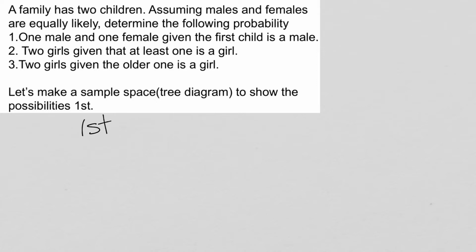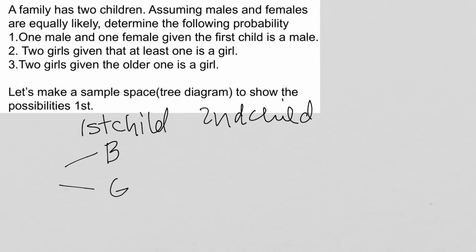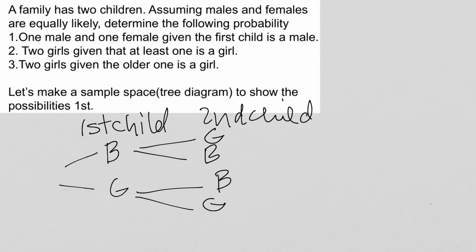Well, for the first child, you have a probability of boy or girl. For the second child, if they had a boy, they could have a girl, or they could have a boy for the second child. If they had a girl first, they could have a boy second, or another girl for their second child. So right now, we have a total possibilities of how many? We got 1 here, 2, 3, 4 different combinations of either boy or girl, first and second child.